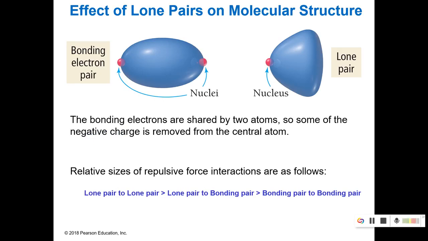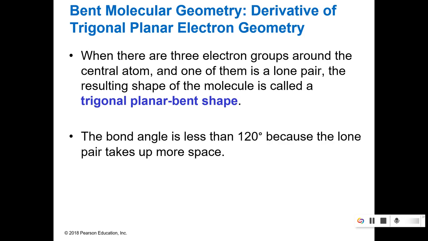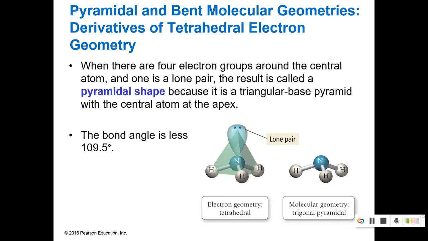Okay, and in this image, you can see the bonding pair is pretty even. The lone pair, this is where that extra space is being taken up. So that's a lot more space. So the first one we're going to look at is bent. But this is for our tetrahedral original electron geometry.